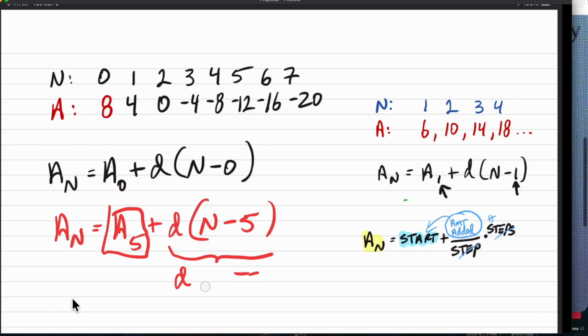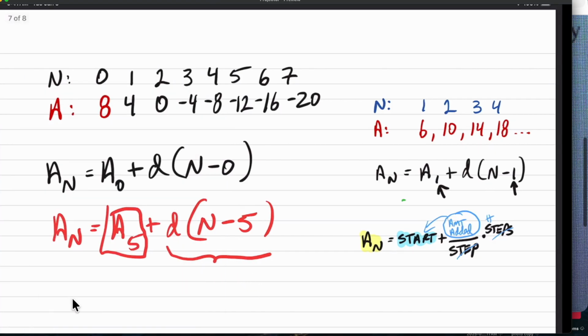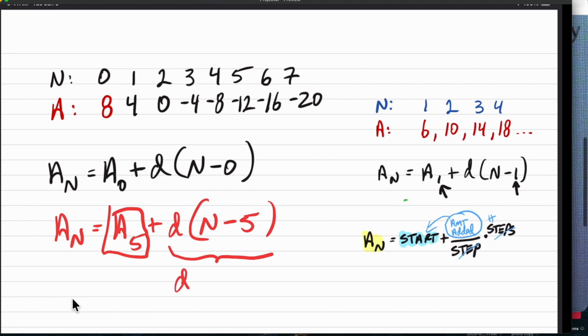Well, let me put step in the denominator. The amount d for every step times the number of steps. That's what we're going to be adding. So in this particular case, our starting point is 5. Our ending point is n. The number of steps is always the end minus the starting position.